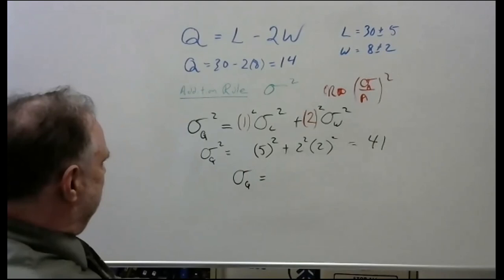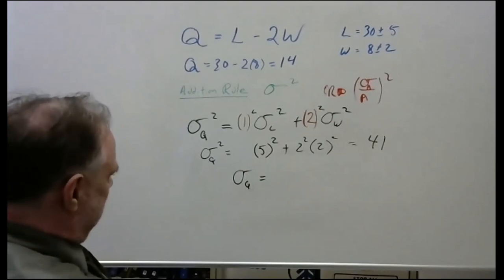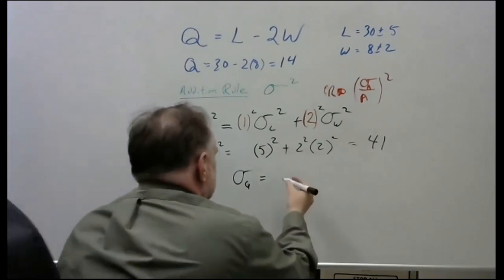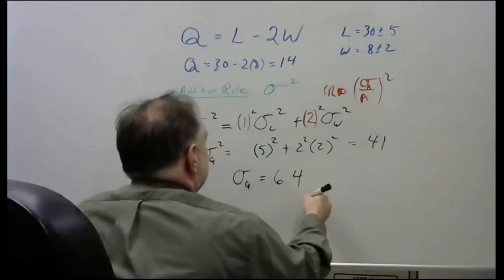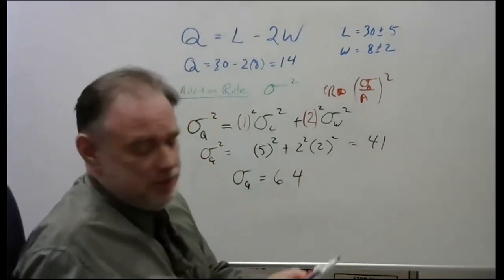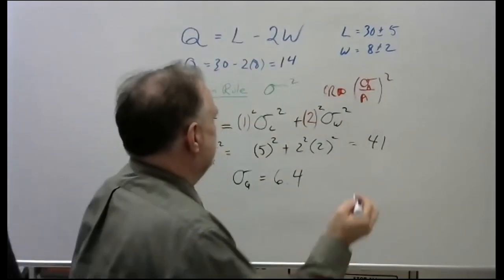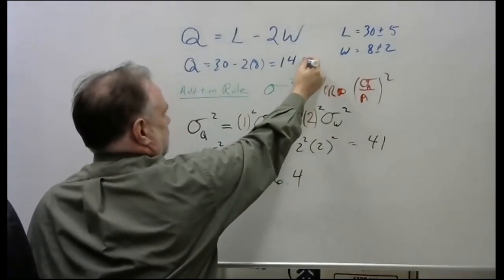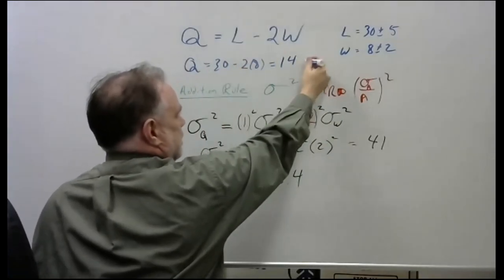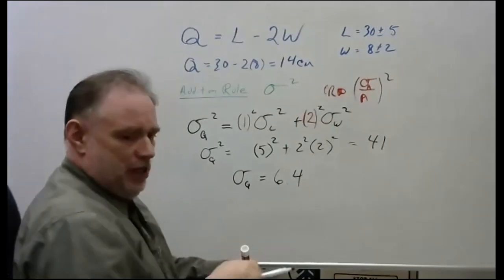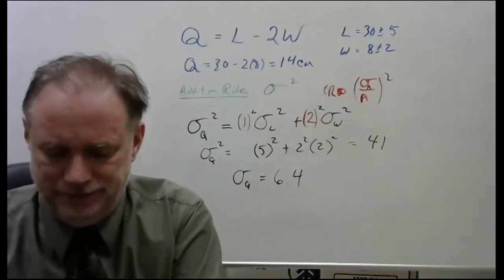What's the square root of 41? 6.40. 6 point something? 6.4. Yeah. And the unit for this is going to be the unit for this. I'm just adding lengths together or subtracting them. So what's the unit of this up here? Centimeters plus more centimeters. It's in centimeters. And so my sigma is going to have a unit of centimeters.